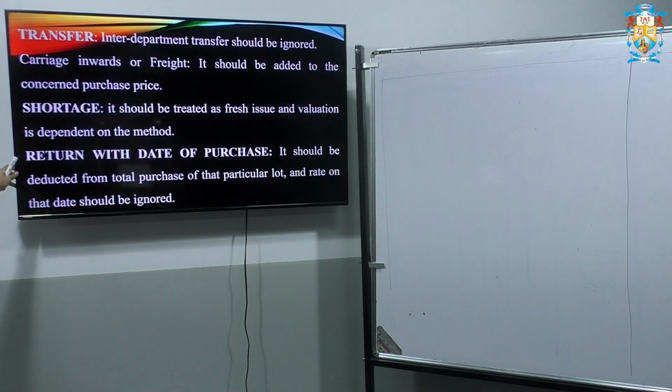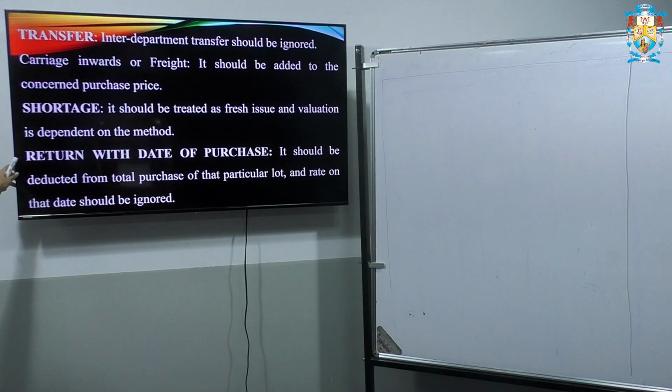Next one is transfer. Sometimes some of the materials are moved between departmental stores. For example, the stock which was issued to department A but is received from department B, that has to be ignored, and sometimes it is shown in the accounts only, which can be maintained in the purchase column. Otherwise, for example, carriage inwards or freight should be added to the concerned purchase price.